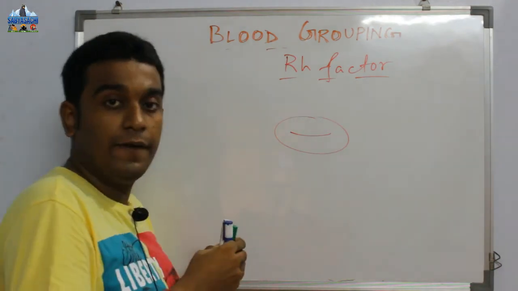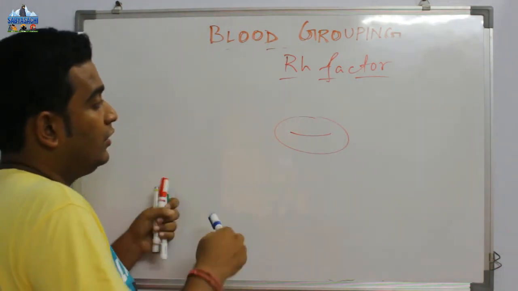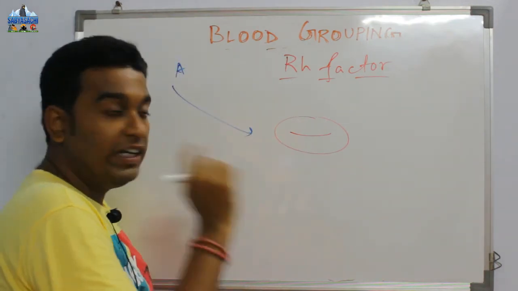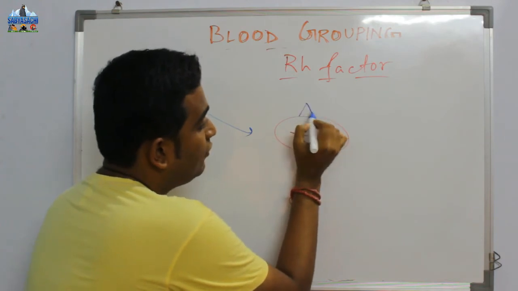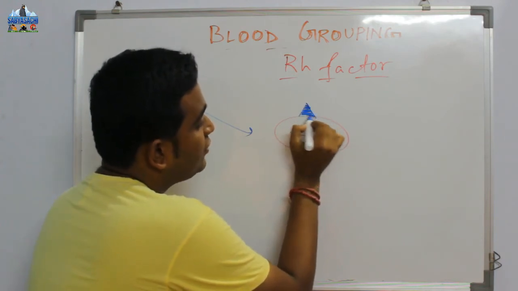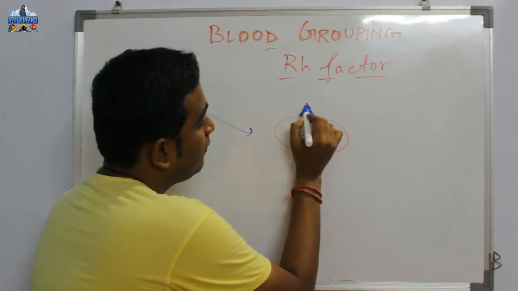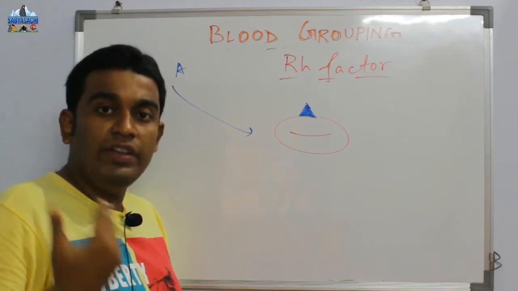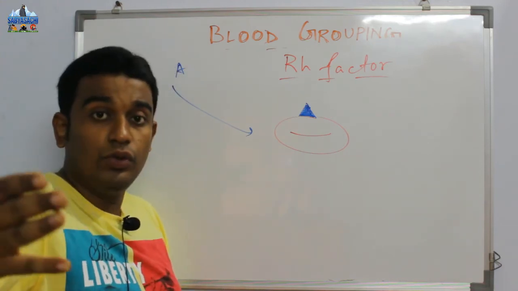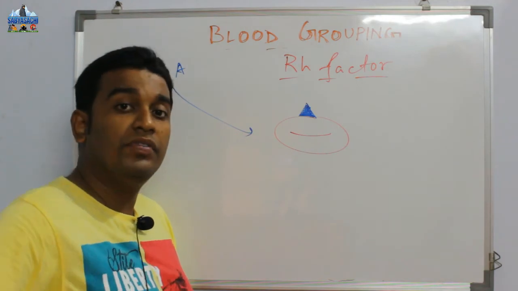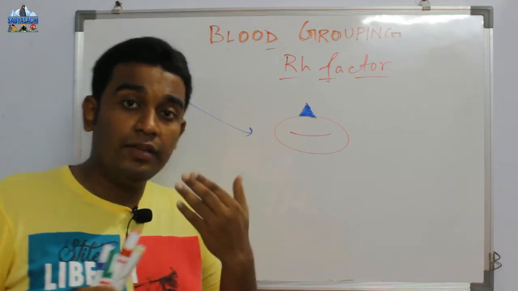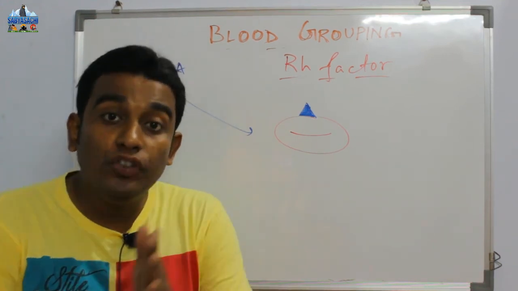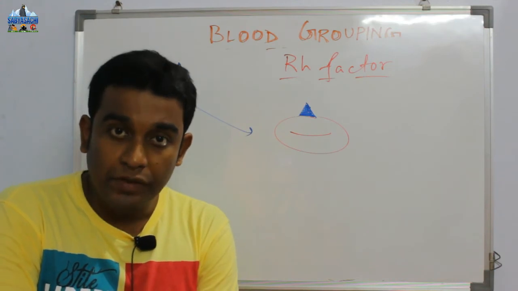If this is an RBC and the individual's blood group is A, needless to say I need to have an A antigen here, right? But if I ask you what is your blood group, and suppose it is A, you will not say "Sir, my blood group is A", you will say my blood group is A positive or negative, right?